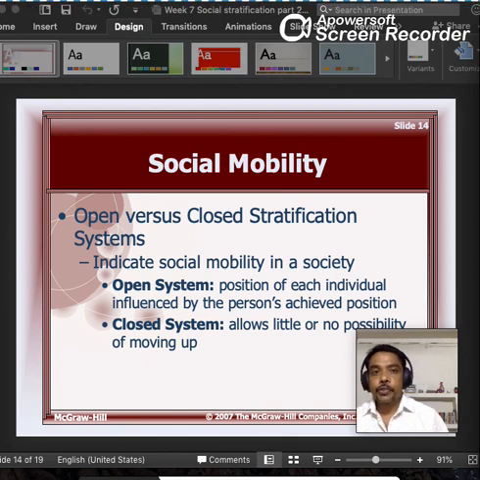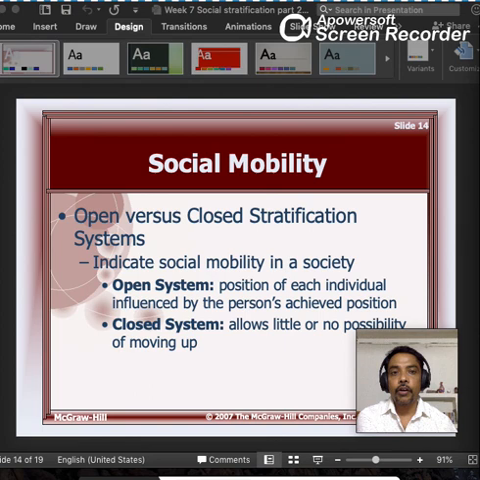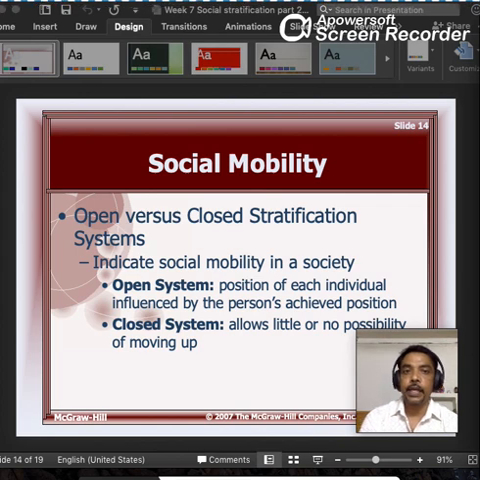And the other example is the closed system, which allows little or no possibility of individual social mobility. The slavery and caste systems of stratification are examples of closed systems. In such a society, social placement is based on ascribed status. You probably see that the open system is achieved and the closed system is ascribed.